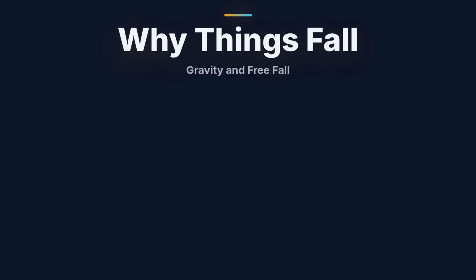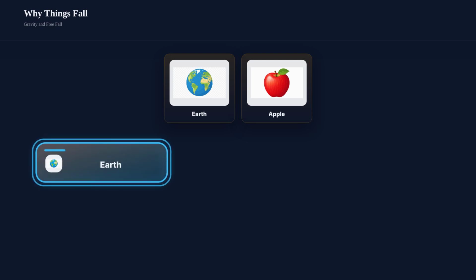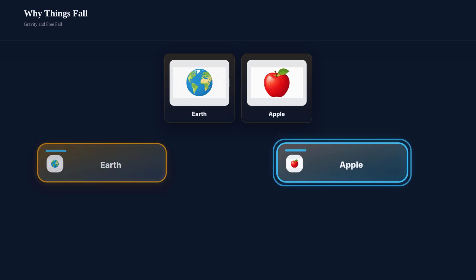Here's a big question. Let's meet the two things we'll watch. Earth is the giant object pulling, and the apple is the small object moving toward it. First, we place Earth on the canvas as the thing doing the pulling. Now we add the apple nearby, ready to fall.